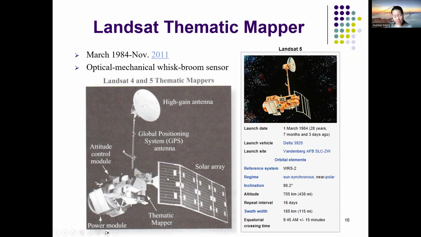So this is how the satellite works. You have a solar array system, the antenna for transmitting data, and the GPS position, and the camera is located somewhere over there. And then they have this attitude control module and power module on this sensor.